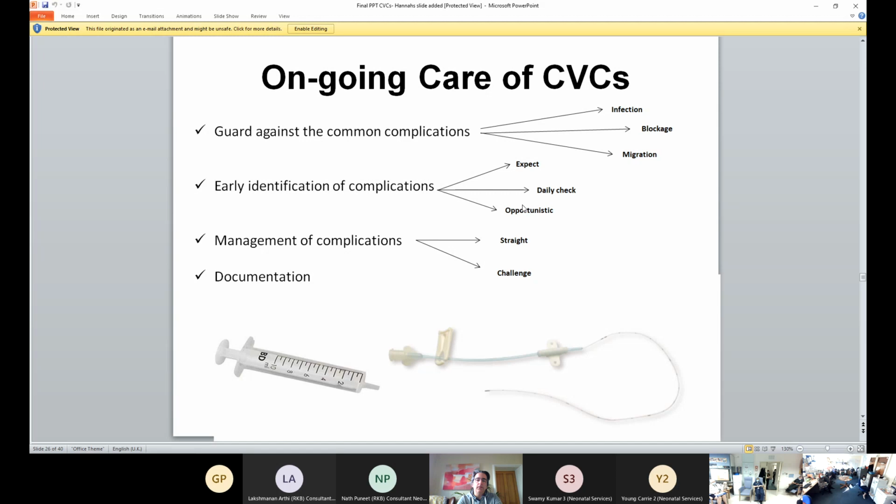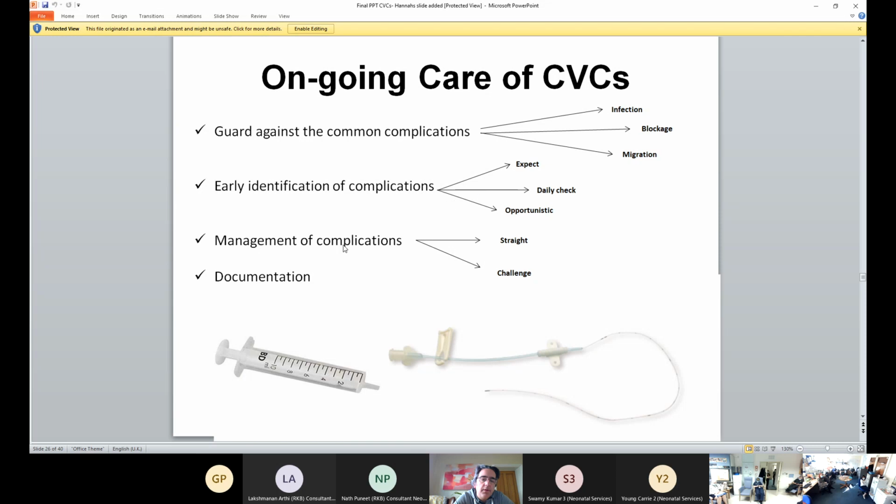Opportunistic care. Opportunistic means that every time we do an X-ray or ultrasound for any reason other than the long line, just check the position of the long line on this X-ray or ultrasound. Management of complications: the management is just according to whichever complication we got.